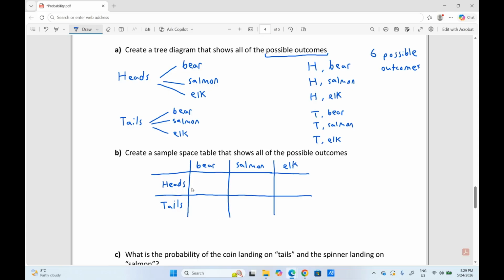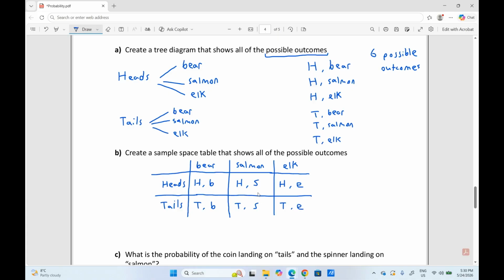Now I just write down all of my possible outcomes. So I flip a coin, I get heads. And then I spin the spinner and I get bear. I flip a coin, I get heads. I spin the spinner, I get salmon. I flip the coin, I get heads. I spin the spinner, I get elk. Tails, flip a coin, I get tails. Spin the spinner, I get bear. Flip the coin, I get tails. Spin the spinner, I get salmon. And I flip a coin, I get tails. I spin the spinner, I get elk.